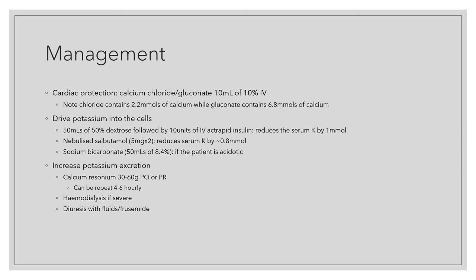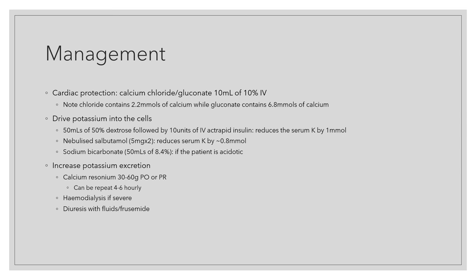Sodium bicarbonate, 50 mL of 8.4%, can be given, but only if the patient is acidotic. Otherwise, it's not clinically indicated. Finally, you can increase potassium excretion. Now, in the case of resonium, this is not going to affect the potassium levels acutely, but will decrease it over a longer period of time. So you can give calcium resonium 30 to 60 grams either orally or rectally every 4 to 6 hours.